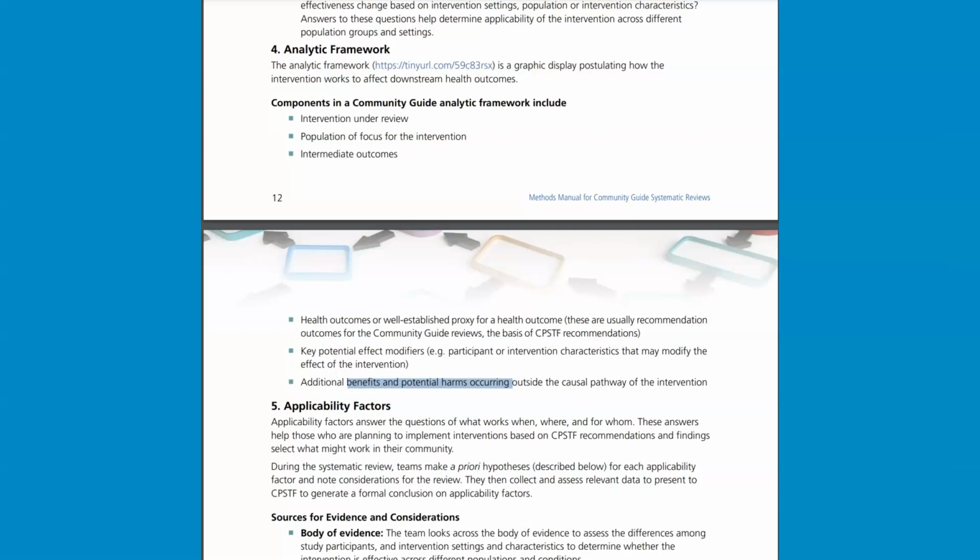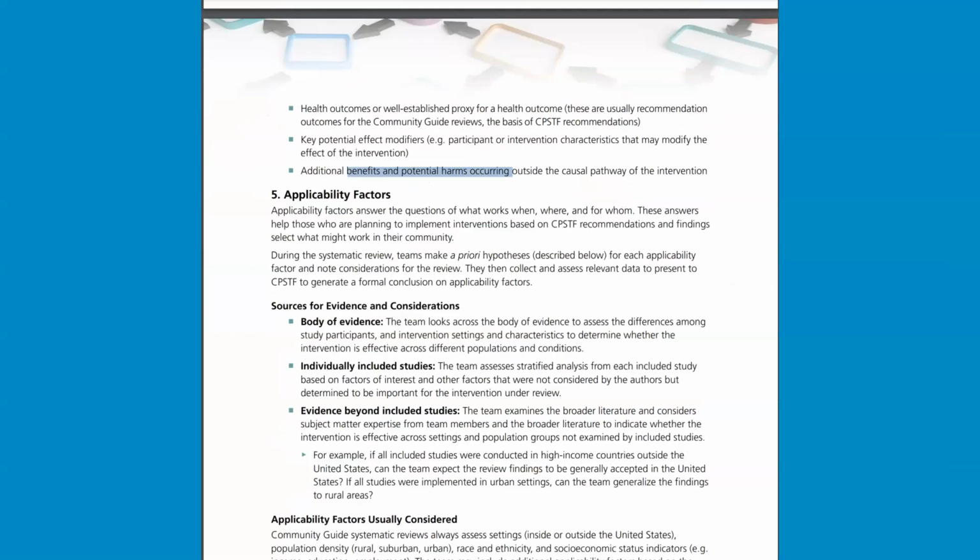So the next step that we're going to look at is applicability factors. Think about all of the 5 W's: what works when, where, and for whom. Think about where this applies. And so sources for evidence and considerations, and they use the word a priori hypotheses, so before the review.